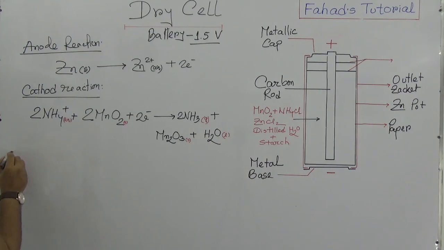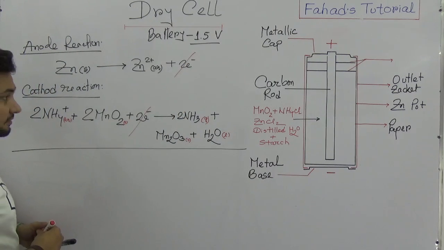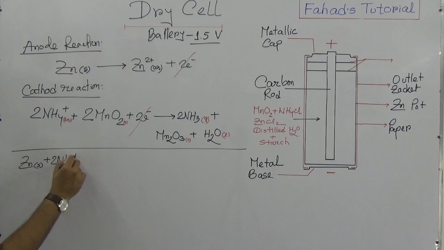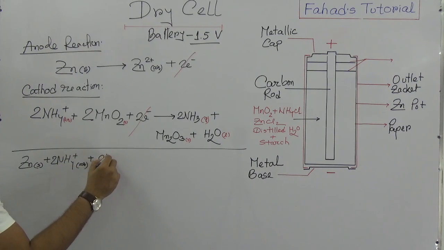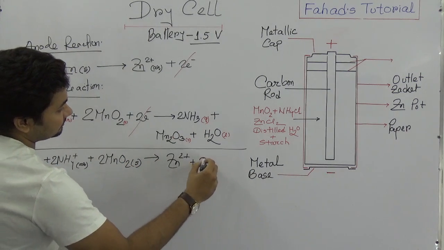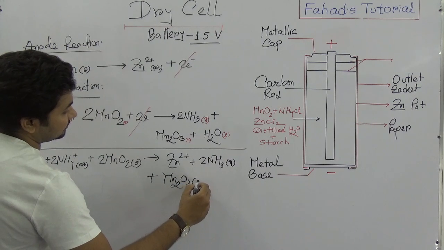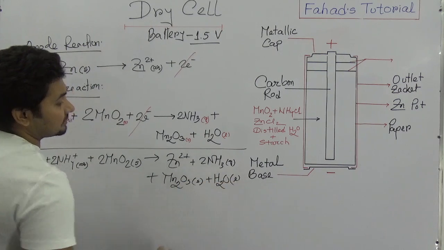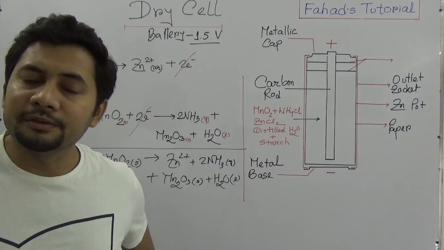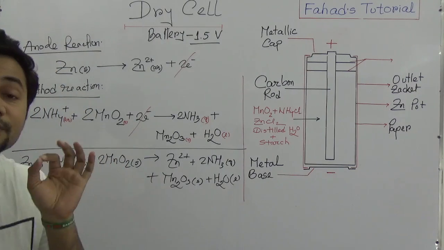Now, what is the total reaction of the dry cell? You can omit 2 electrons from both sides. So solid zinc plus 2 aqueous ammonium ions plus manganese dioxide will convert into Zn2+, 2 ammonia plus solid Mn2O3, and liquid water. These reactions take place in the dry cell. The most common dry cell is the Leclanché cell, and we shortly name it a battery, and these are the reactions going on inside the battery.